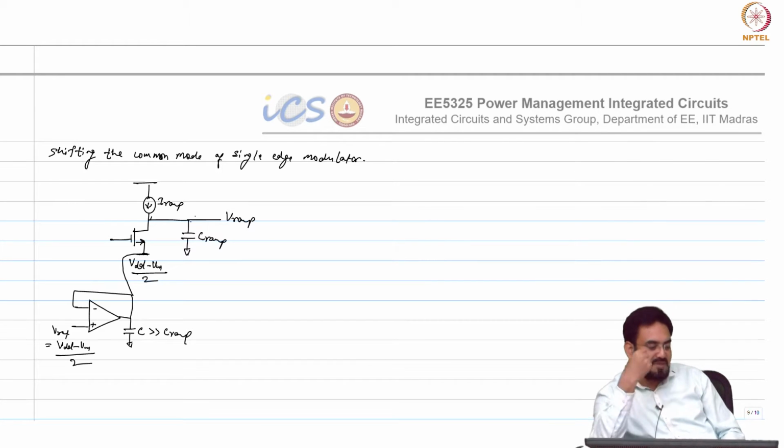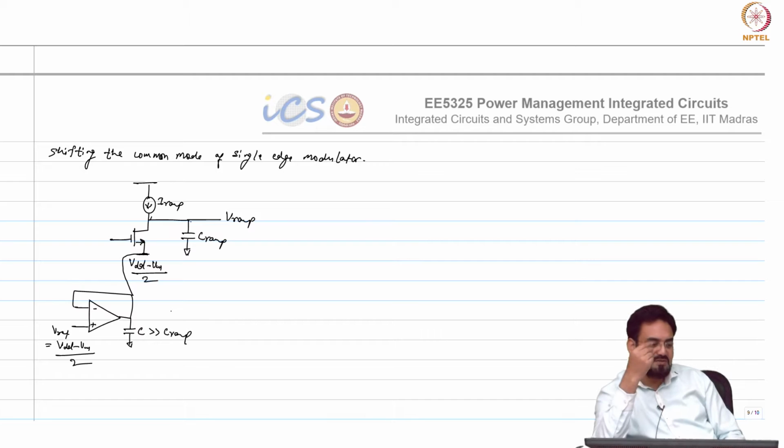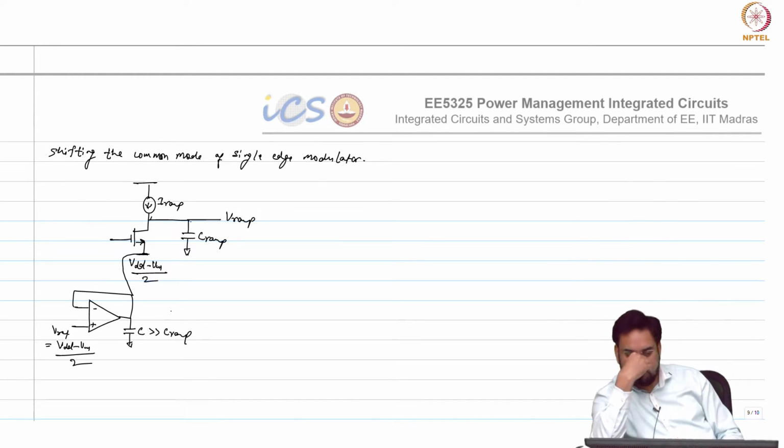What could be another, simpler way? If I don't want to use this, but I want to keep it roughly at VDD minus VM by 2, this need not be very accurate. If you are off by plus minus 100 millivolt, that is also fine. Can we use some other way where I may not be very accurate, but still I can achieve the same kind of behavior?